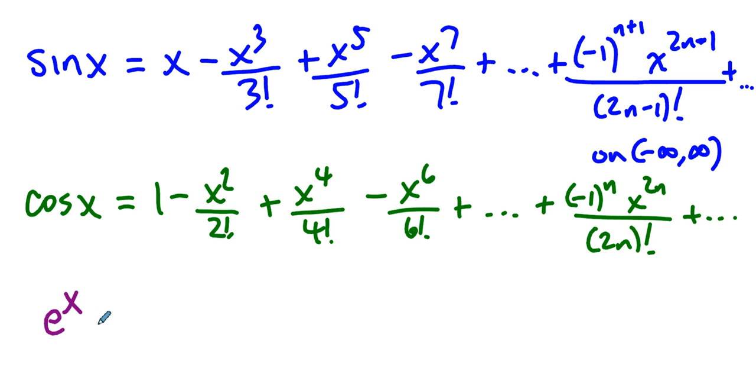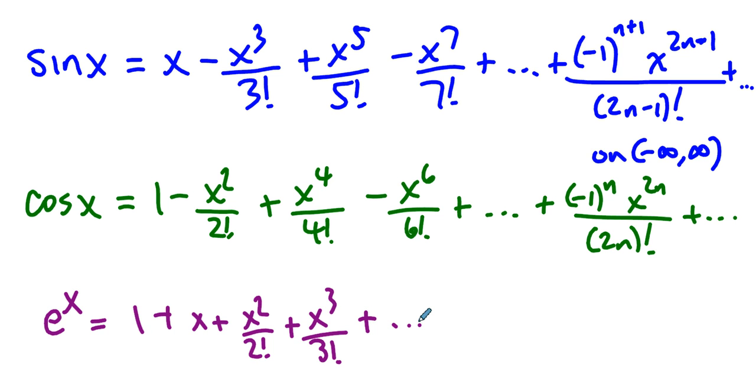You also should know that e to the x is 1 plus x plus x squared over 2 factorial plus x cubed over 3 factorial plus and so on. The generic term is x to the n over n factorial and so on. And this, of course, has an interval of convergence of all real numbers. This converges to e to the x for all x. So what do we do with this stuff?